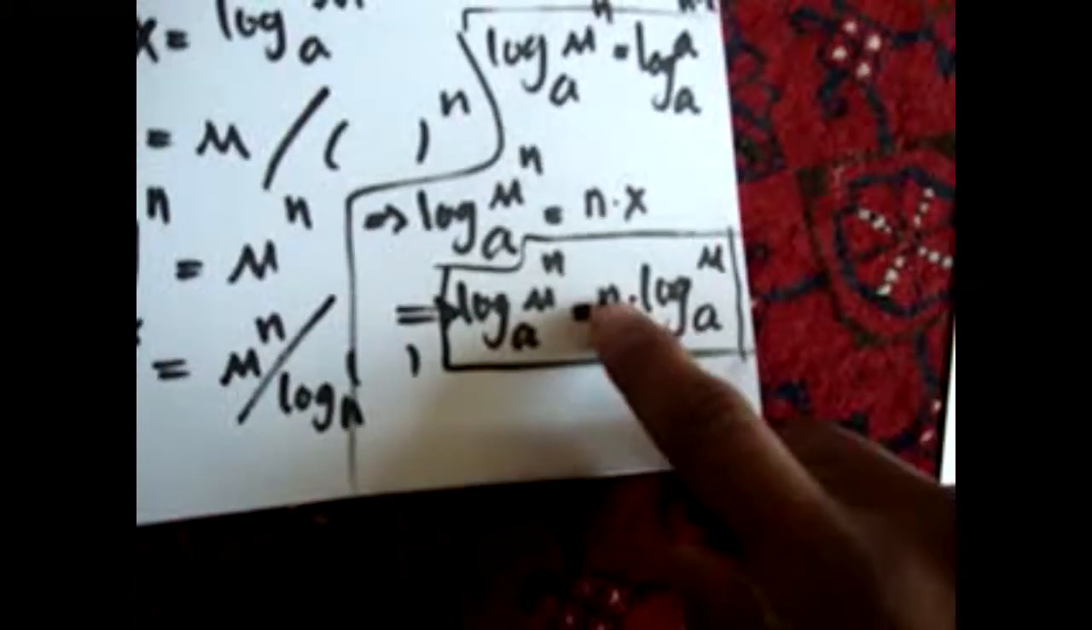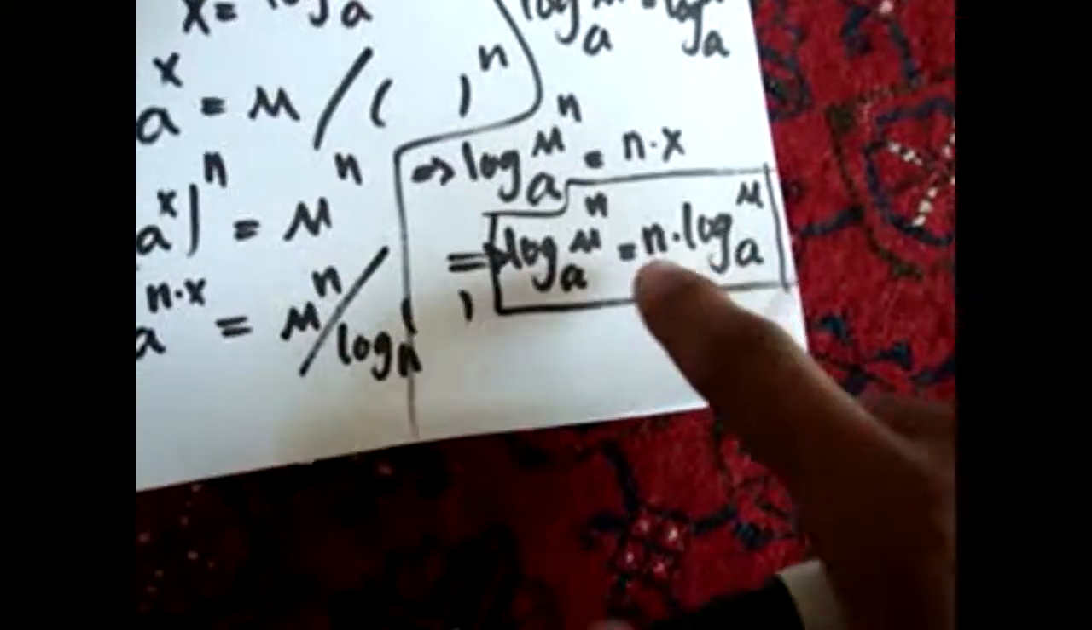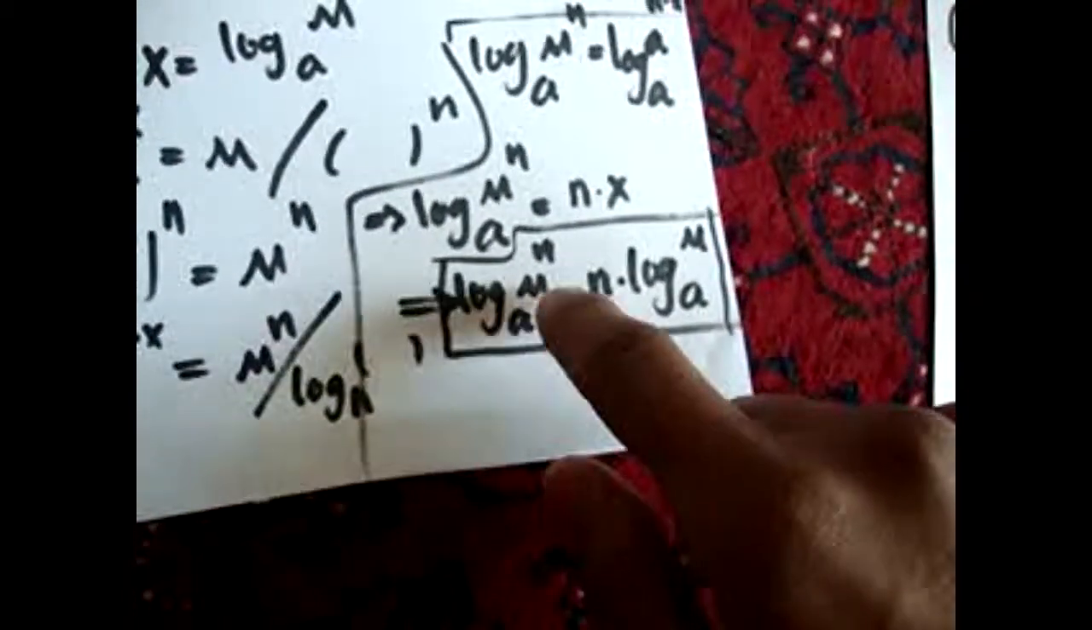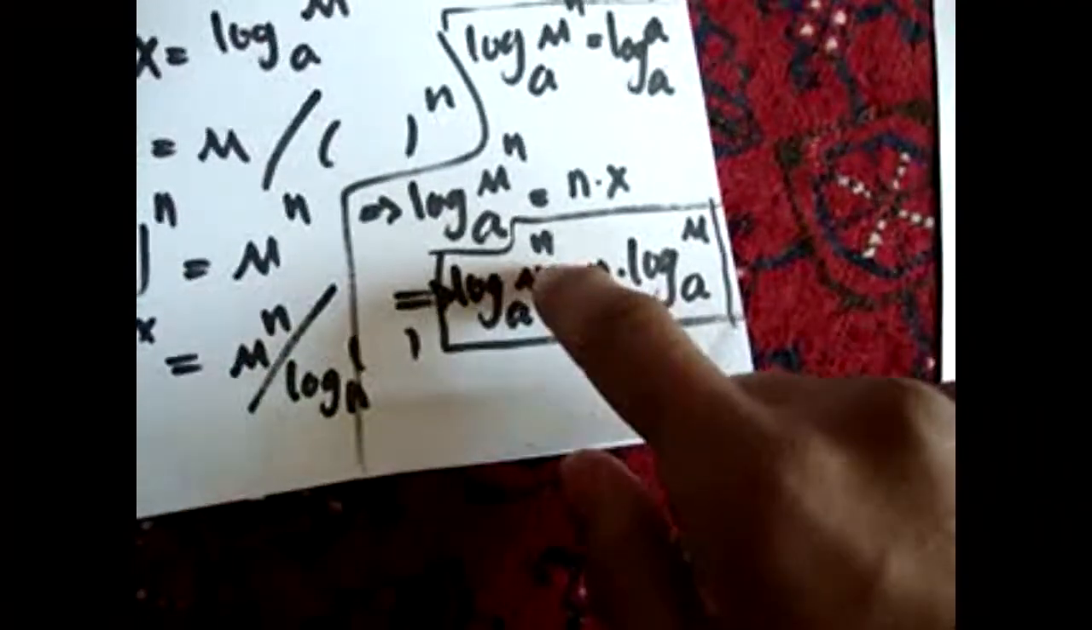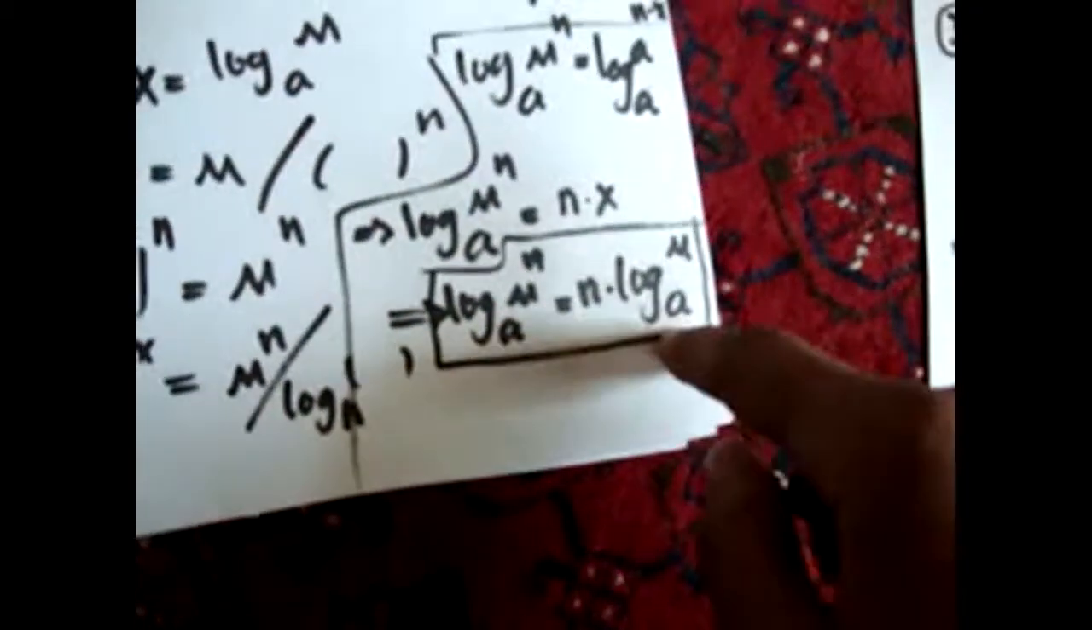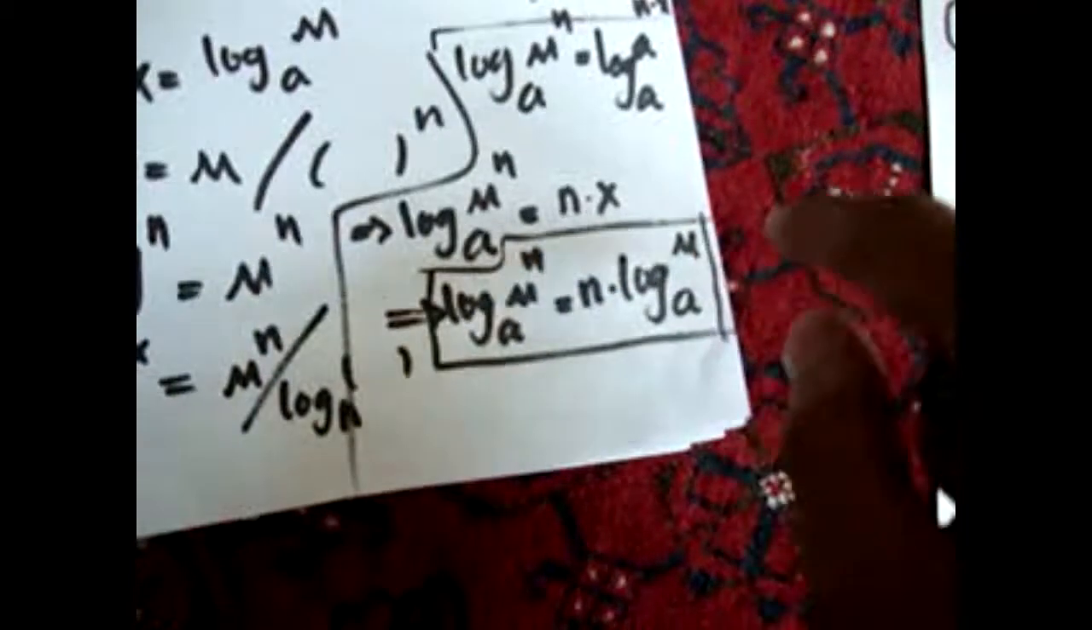I'm gonna do a review. If you have a logarithm that has a base number and also a number, and the number has a power in it, it's equal to the power times that logarithm without the power.